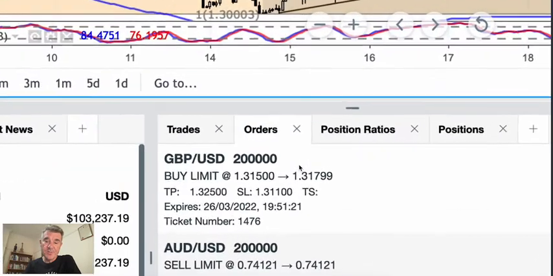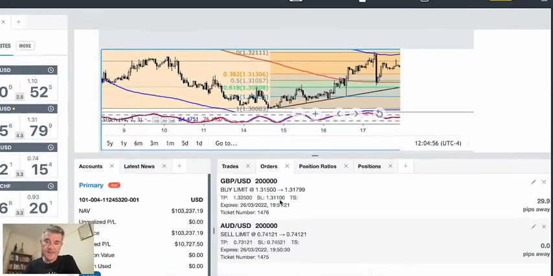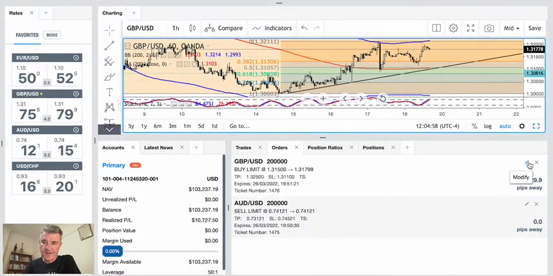And you can see I've put a buy limit in at that price, which I've just shown you on the chart, at 1.3150. I put a TP, take profit, at 1.3250. That's 100 pips exactly. And I put a stop loss in at 1.3110. That's a 40 pip stop loss. And I can illustrate that a little bit better if I go here.